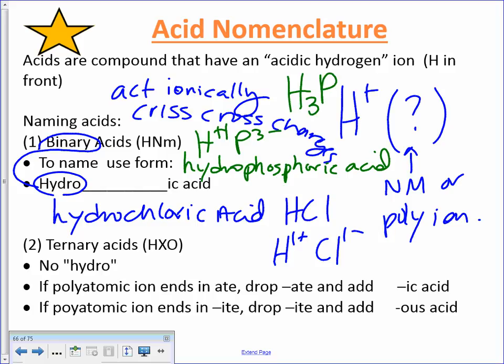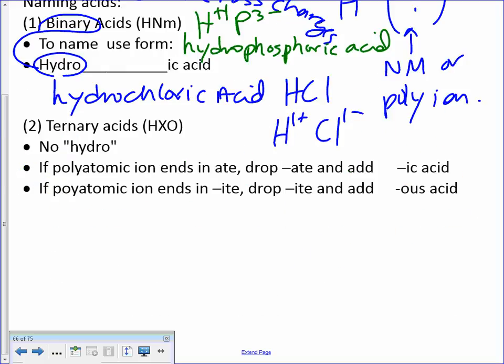H3P. Good. Okay, so these are supposed to be simple because they're just binary, H plus and then a nonmetal. The ones that are a little bit more complex are things like, who's heard of sulfuric acid, phosphoric acid, carbonic acid, acetic acid? What are you not hearing?